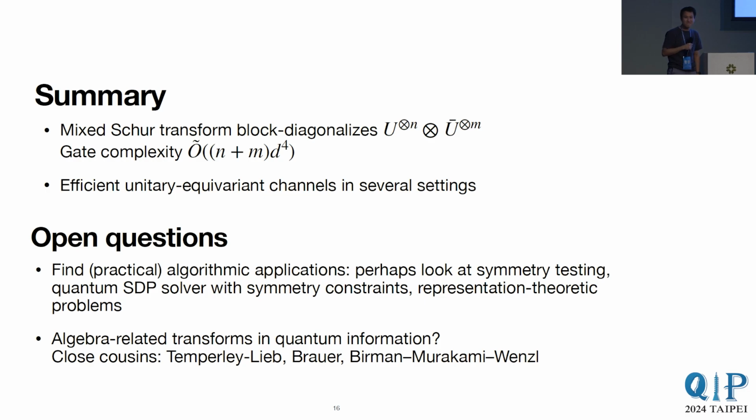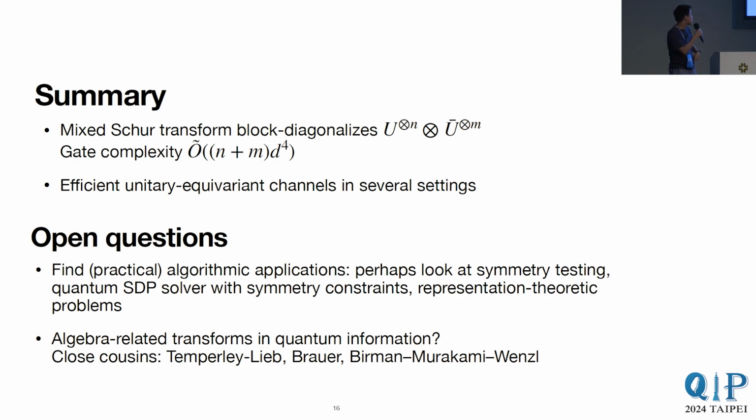Any other questions? Oh, there's a question there at the back. Would you come to the microphone? Hello. In your open questions, you are listing Temperley-Lieb as one of the examples of algebras that might be interesting to block diagonalize. Is there any nice relationship between the Walled Brauer algebra and Temperley-Lieb? Do you know of any connection between them?